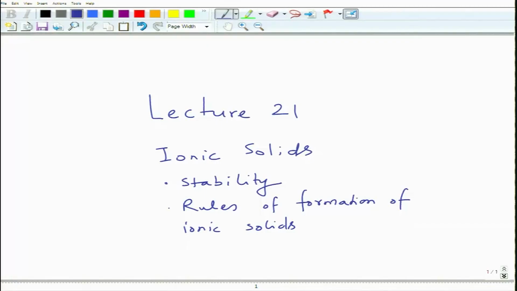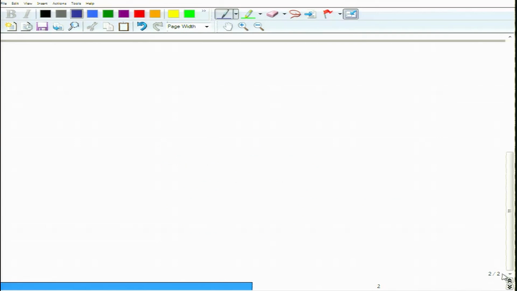Okay, so today we will start a fresh lecture on ionic solids, continuing from what we started in last class. We will continue talking about the stability for a little while, and then we will look at the rules of the formation of ionic solids. There are certain guidelines which need to be kept in mind while forming the ionic solid structures.